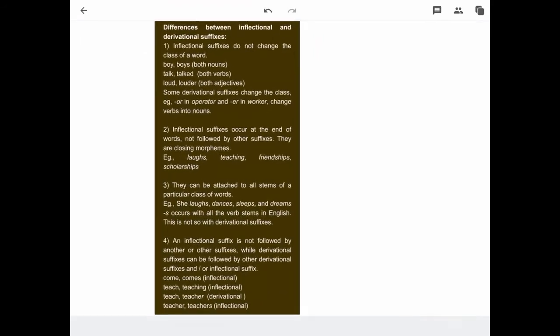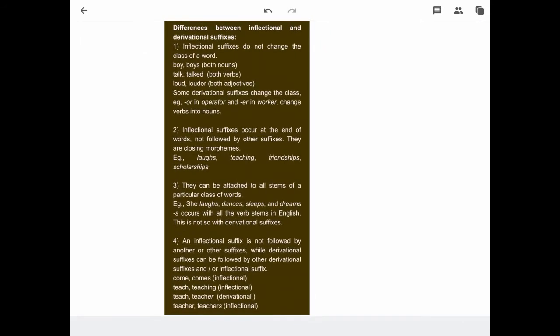So let's see more about the differences between inflectional and derivational suffixes. Inflectional suffixes do not change the class of a word. As you can see from the examples, boy, boys. Both are nouns. S is added to that, that's an inflectional suffix, but it does not change the class of the word. Boy, boys, both are nouns. Talk, talked, both verbs. Loud, louder, both are adjectives.